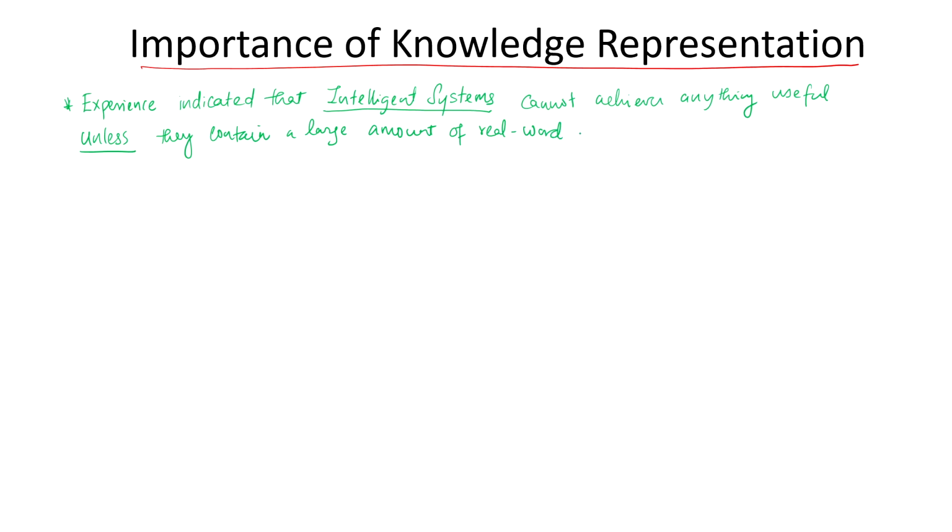Or instead of real world knowledge, I can use the other word, domain specific knowledge. We call it real world, or maybe another way to think about it is domain specific knowledge. So, any intelligent system that we talk about at this point cannot achieve anything useful unless a large amount of real world knowledge is built into it.